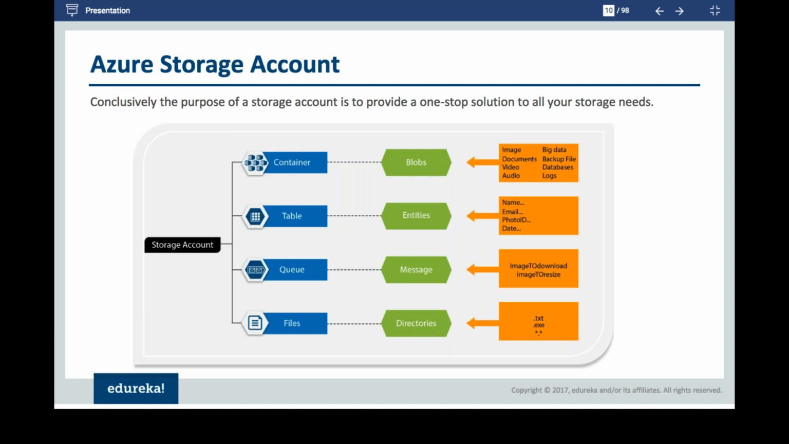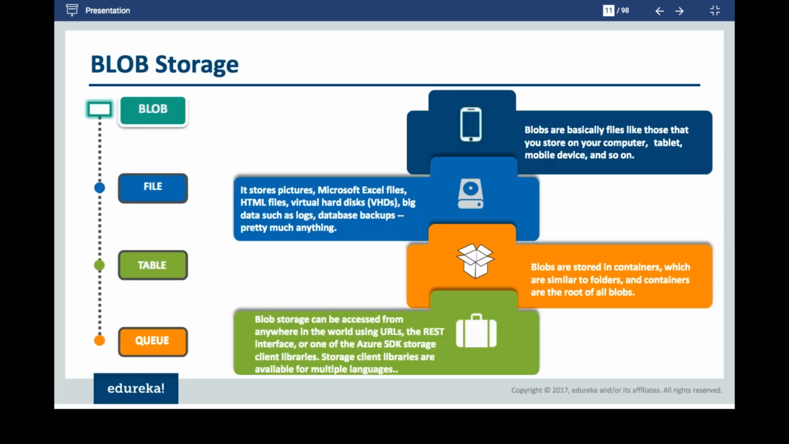Finally comes your files. The files is for directory synchronization. You can synchronize your directories between the on-premise and the cloud machines, or even between the server machines. That can be done using files. Now let me get into the topic of blobs in detail, and I will also go for a demo of the same.